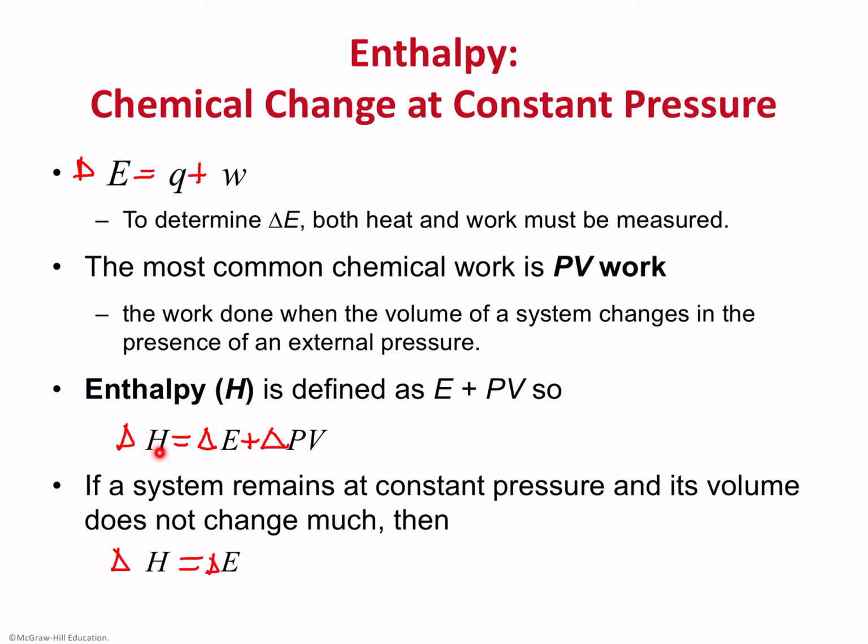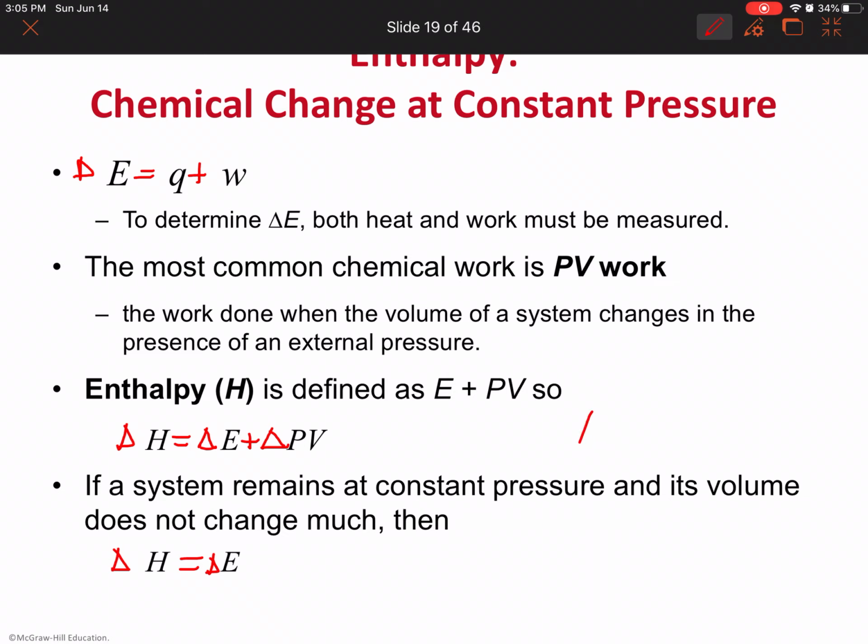So we can say delta H, the change in enthalpy, equals the change in energy delta E plus delta PV. If a system remains at constant pressure, now you take this term, delta PV, meaning change in pressure and change in volume. Delta at the front means change. But if the pressure is constant, final pressure minus initial pressure, what is it going to be? It's going to be 0. So the delta P is going to be 0, right? If the pressure doesn't change.